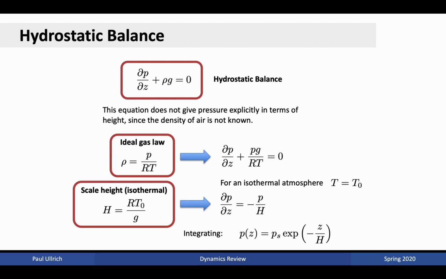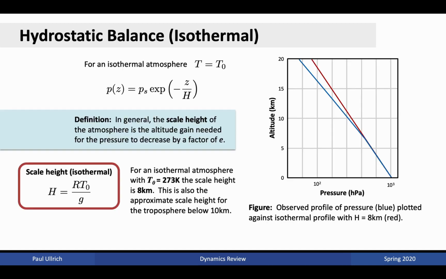So plugging in a constant temperature profile and integrating this equation gives us a simple differential equation, dp/dz = -p/H, where H is defined as the scale height, or the isothermal scale height of the atmosphere. It is equal to RT_0 over g, where R here is the specific gas constant for dry air. Integrating this then gives pressure as a function of altitude, equal to the surface pressure times an exponentially decaying profile that is simply scaled by the scale height of the atmosphere.